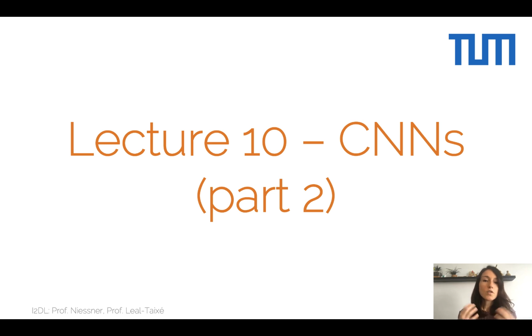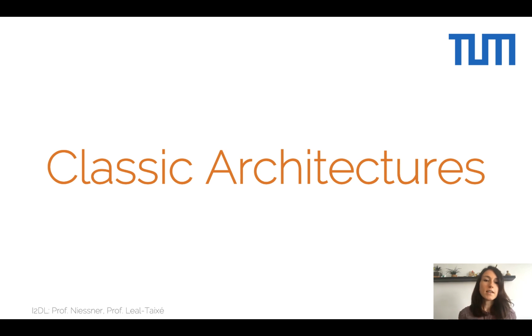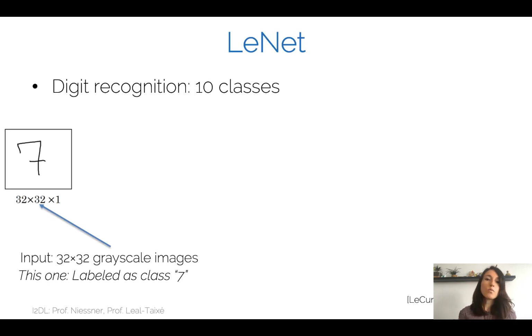So let's move on to the content of this week's lecture. We're moving on to the second part of the convolutional neural network lectures, and we're starting by looking at classic architectures, so architectures that are nowadays used for most of the tasks in computer vision. And we will start with the really early architectures.